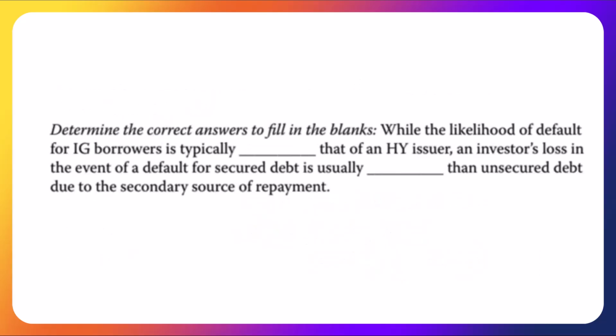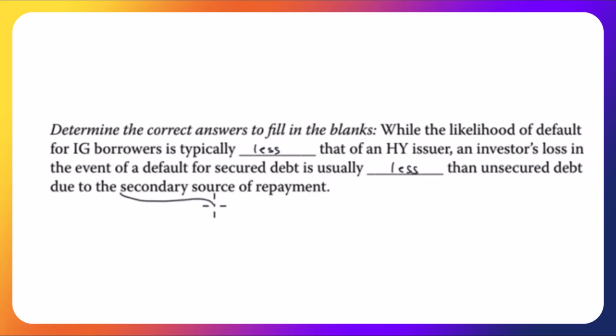Determine the correct answers to fill in the blanks. While the likelihood of default for IG borrowers is typically something than that of high yield, the likelihood of default will be less than high yield. An investor's loss in the event of default for secured debt is usually something than unsecured debt, usually less than unsecured debt due to the secondary source of repayment.